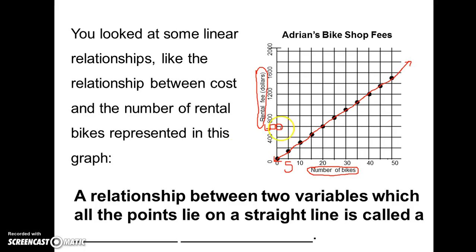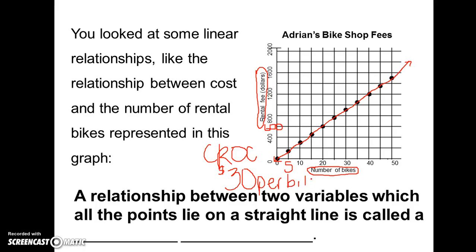That's $30 a bike. So the constant rate of change in this graph, this is me writing, oh, it's bad. The constant rate of change is $30 per bike. That $30 per bike is also called the unit rate. So the constant rate of change and the unit rate are the same per bike.